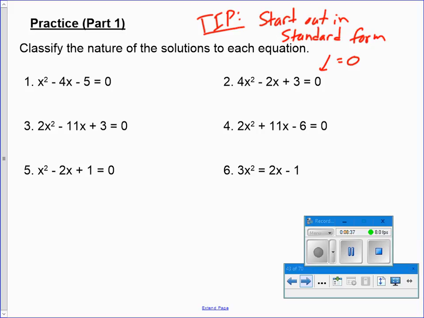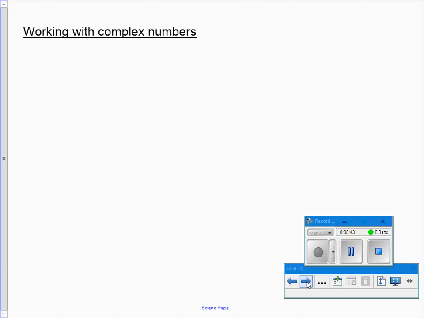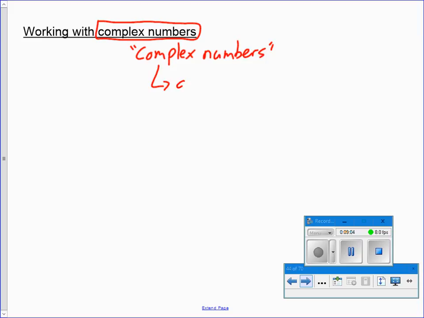Next thing we're going to talk about is what happens when we do get these imaginary numbers. We have two imaginary answers. How do we work with those kind of numbers? So we need to work with what are called complex numbers. When we say complex numbers, this means all numbers, both real and imaginary.